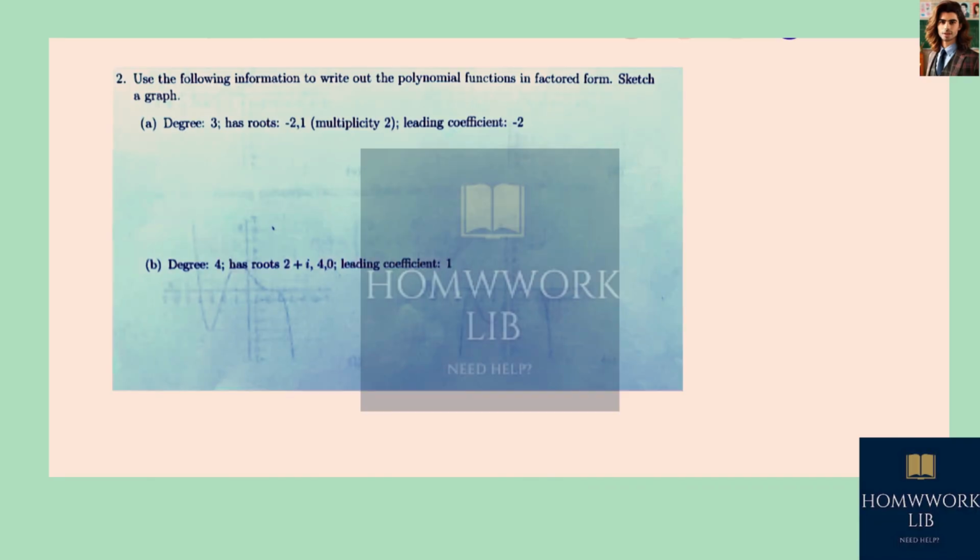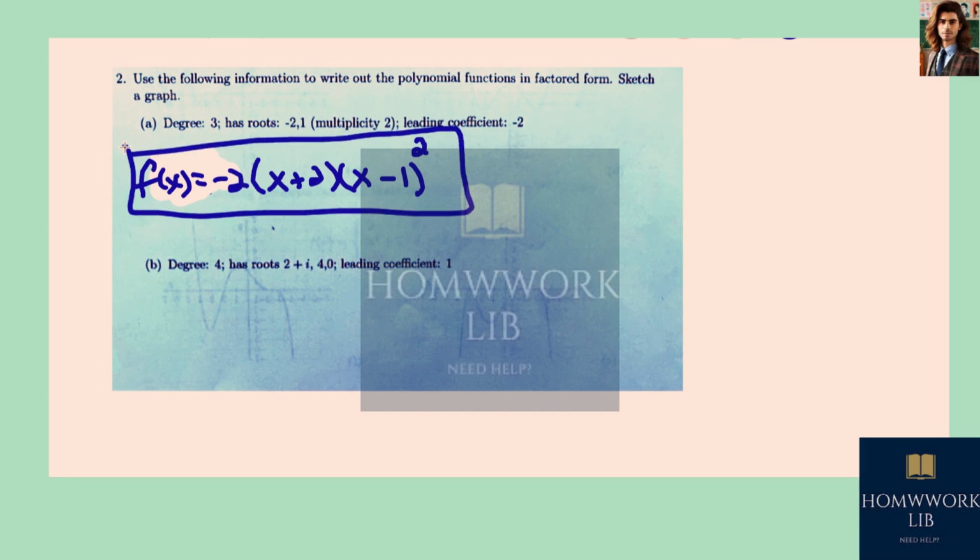If it's degree 3 with roots -2, that would have a factor of x plus 2, and a root of 1 would have a factor of x minus 1. Multiplicity 2 would be to the second. With a leading coefficient of -2, there would be our polynomial in factored form.